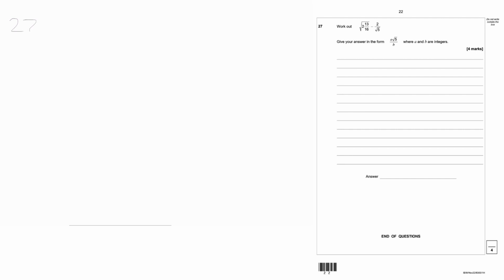So moving on to question 27, and we're asked to work out the square root of 2 and 13/16 minus 2 over root 5. And we're asked to write this in the form a root 5 over b, where a and b are integers. So I want to tackle this part first. And what I want to do is rewrite this mixed number as a proper fraction. So we can think of a mixed number as an integer plus a fraction, essentially added together. So we can think of this as 2 plus 13 over 16.